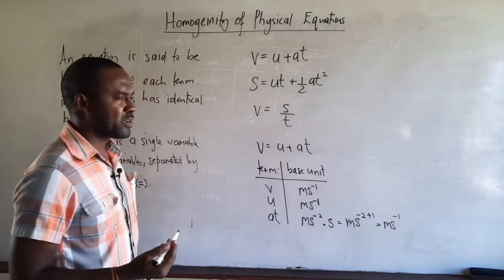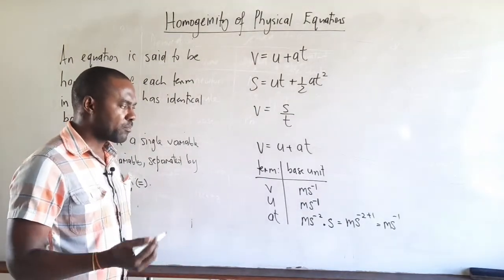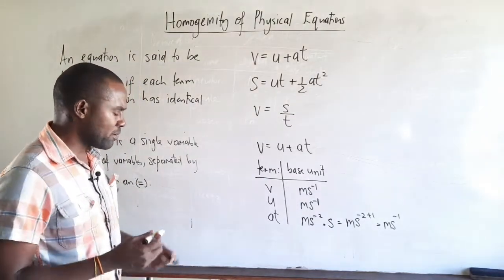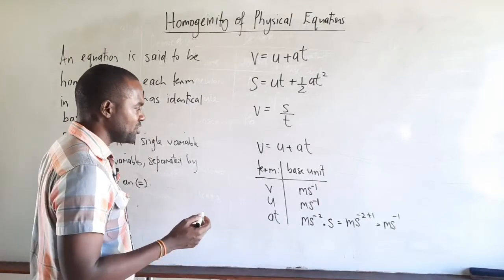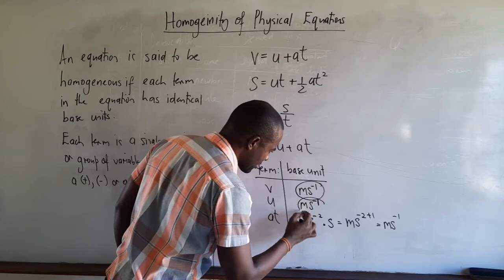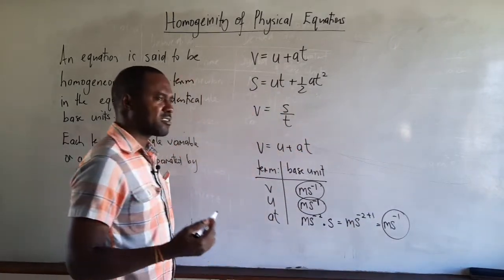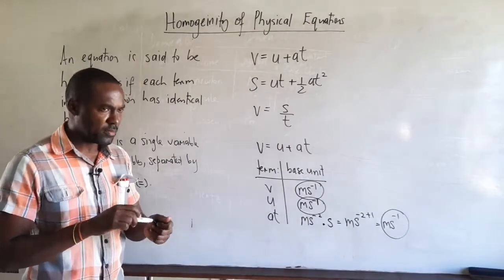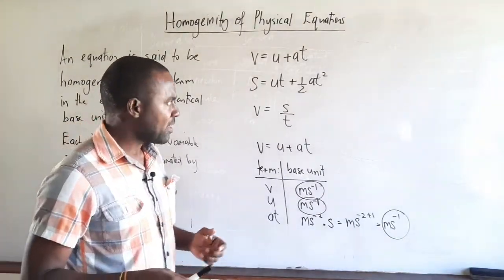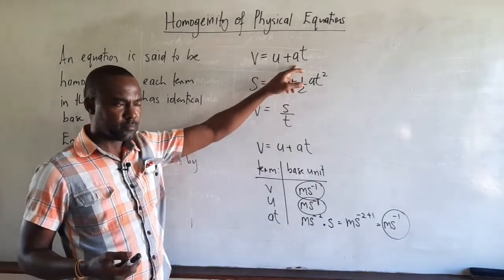Now, having expressed each of these terms in their respective base units, we will then compare the base units and determine whether the equation is homogeneous or not. So meter per second, meter per second, meter per second, and therefore this shows us that the base units are identical, and therefore the equation is indeed homogeneous, right?